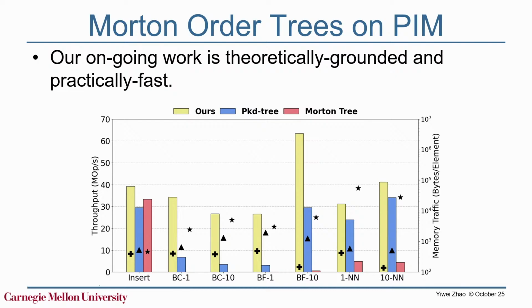As you can see here, our yellow bar, which means our throughput, is better than all of the previous state-of-the-art shared memory cases on the same machine. And we also reduced the communication by many factors, because you can see here the memory traffic in bytes per element is in log scale. So this is not linear. We're reducing the memory traffic exponentially.